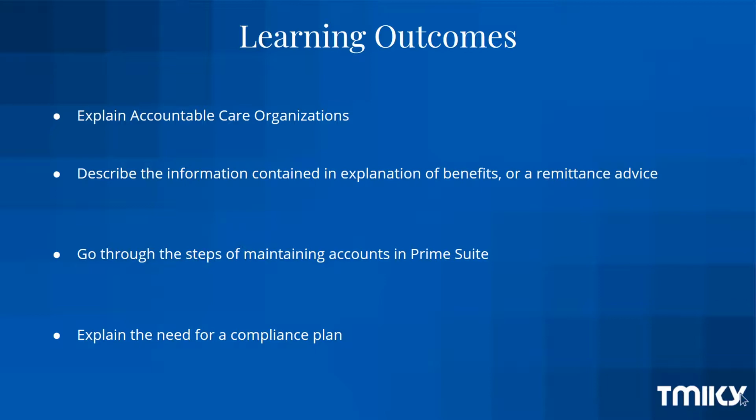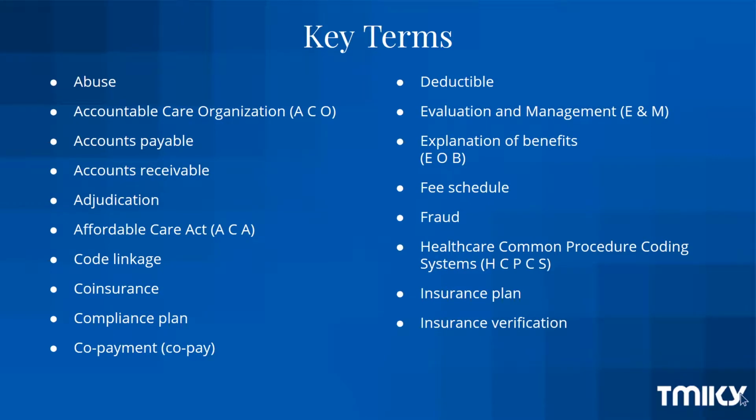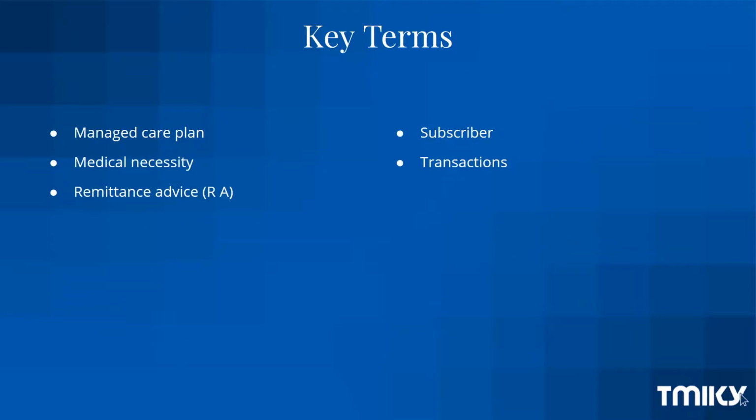Now let's take a look at today's key terms. Starting with abuse, accountable care organization, accounts payable, accounts receivable, adjudication, Affordable Care Act, code linkage, co-insurance, compliance plan, co-payment or co-pay, deductible, evaluation and management, explanation of benefits, fee schedule, fraud, healthcare common procedure coding systems, insurance plan, insurance verification, managed care plan, medical necessity, remittance advice, subscriber, and transactions.